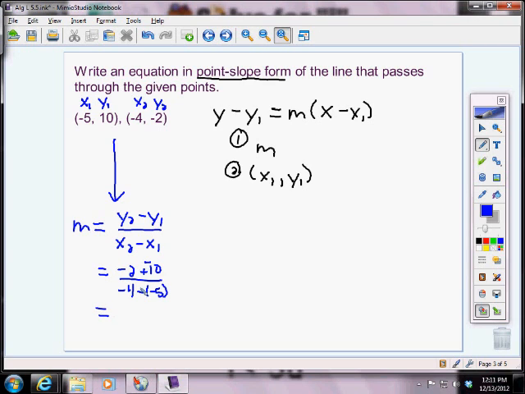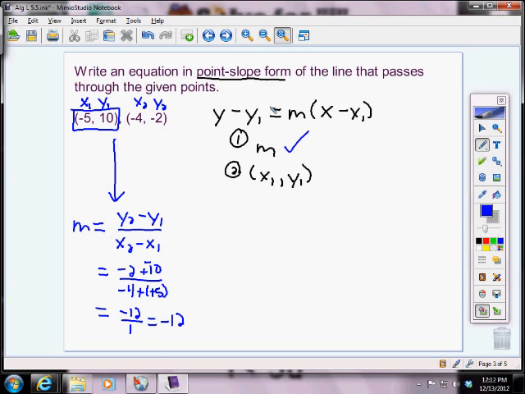keep, change, change, keep, change, change. -2 plus -10 is a -12 over -4 plus 5 is 1. So our slope just ends up being a -12. Check. We found our slope. Now we need a point. Well, the good news here is we have 2 points to choose from.